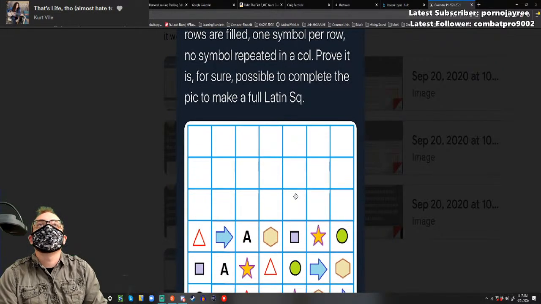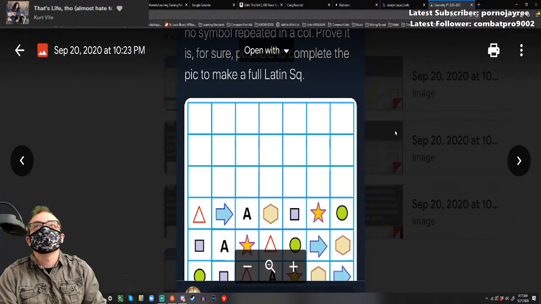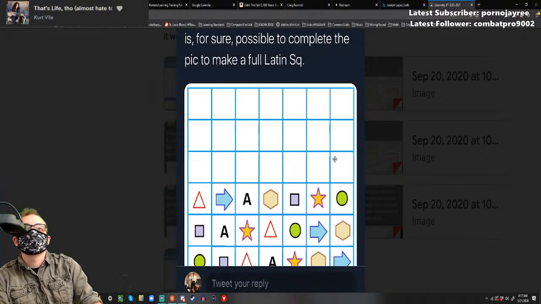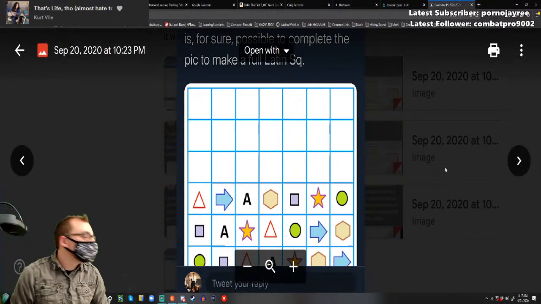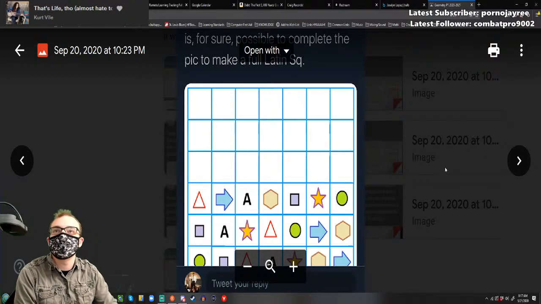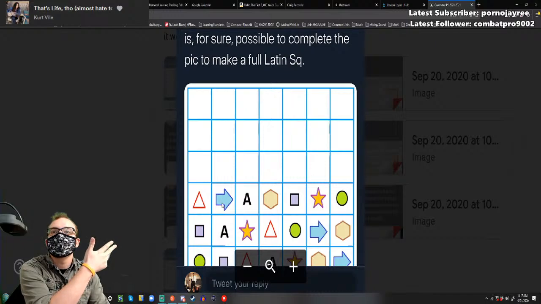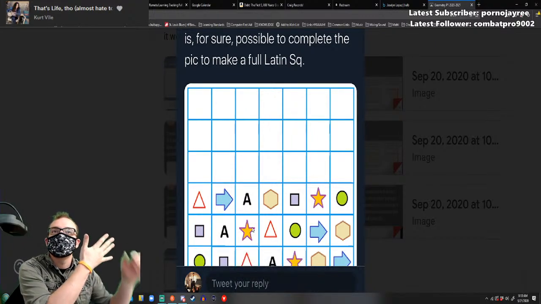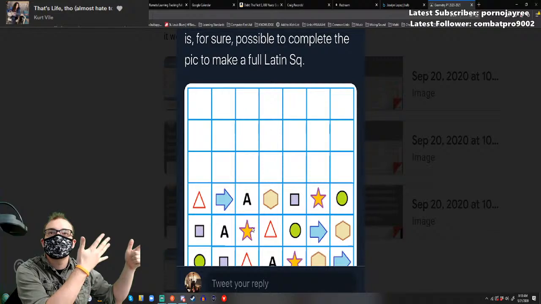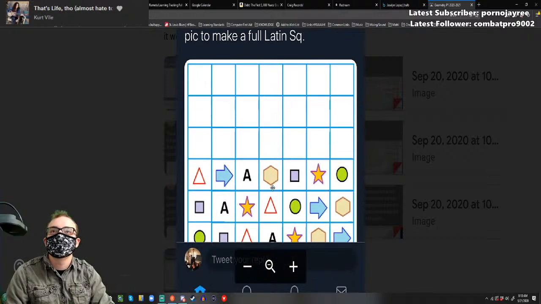No symbol repeated in a column. So if you notice, looking in columns up and down, none of the symbols are repeated. Prove it is for sure possible to complete the picture to make a full Latin square. So playing around with that, trying to make it so none of the pictures repeat in the column. How many different pictures do we have here? We've got a triangle, a square, circle, arrow, a letter, a star, a hexagon. Is that everything? We got 7 different things to play with. This is a 1, 2, 3, 4, 5, 6 by 6.